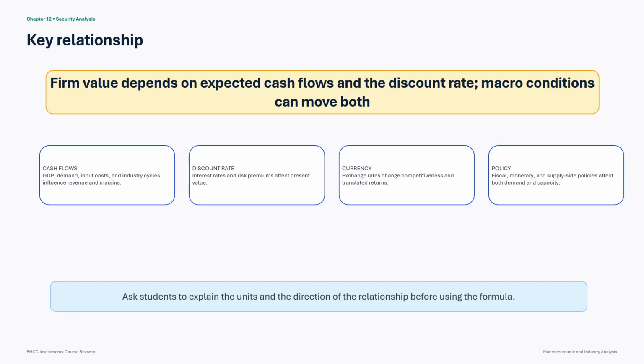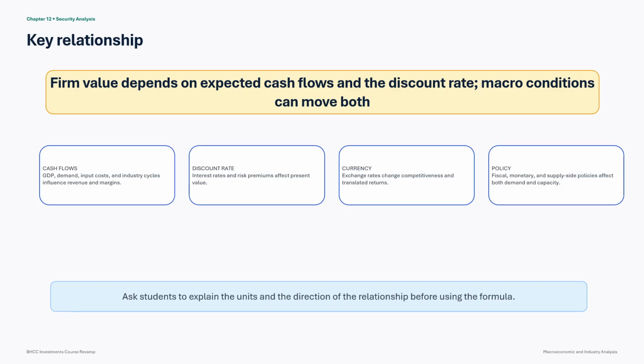Currency adds another layer. A stronger home currency can reduce the translated value of foreign revenue. It may also lower imported input costs. A weaker currency can support exporters while increasing the price of imported energy, components, or debt service. The net effect depends on where the company sells, produces, borrows, and hedges. Policy can influence both sides of valuation. Fiscal spending can boost demand for construction, defense, healthcare, or infrastructure.